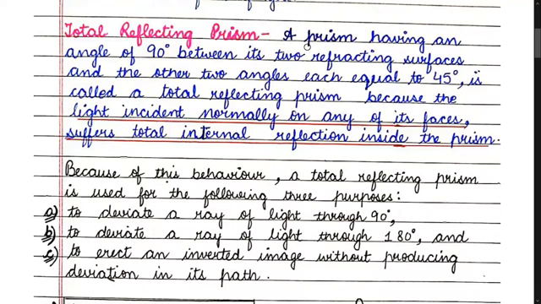A prism having an angle of 90 degrees between its two refracting surfaces and the other two angles each equal to 45 degrees is called a total reflecting prism. So students, if you have a prism in such a way that the angle between its two refracting surfaces is 90 degrees.